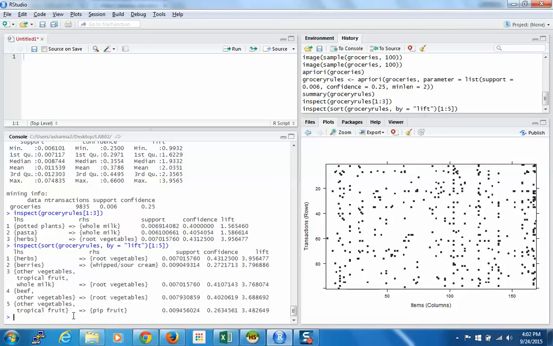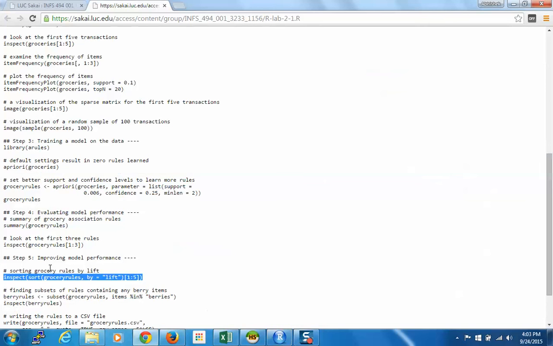And with that, we get the top 5 rules which have the highest lift. So the first one is those who bought herb ended up buying root vegetable. So once they bought herb, the chances of buying root vegetable jumped up by almost 4 times. So that is what this particular rule means. This is the way by which you can sort the rules as well.